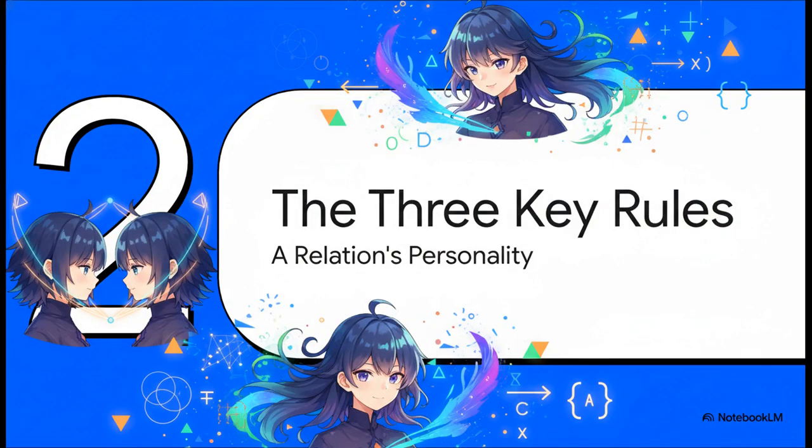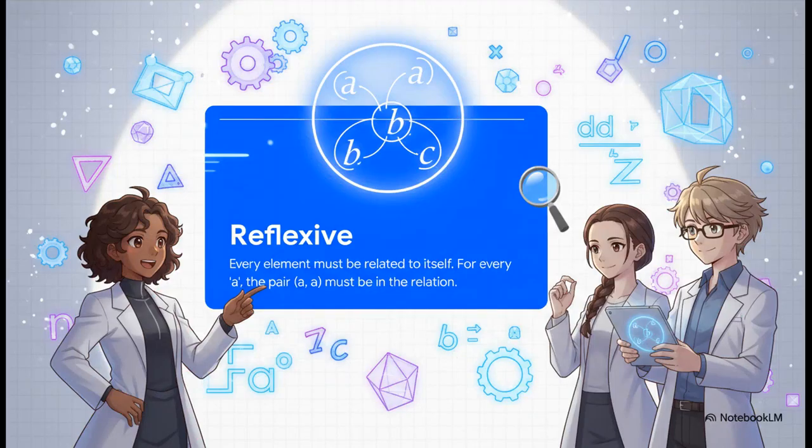Okay, so we've picked our pairs, we have a relation, now what? How do we talk about it? Well, we can describe its character using three key rules. You can almost think of them like personality traits for our relation. First up, we have what's called the reflexive property. It's a really simple but super strict rule. A relation is reflexive if and only if every single element in the set is related back to itself. So if you have an element A, the pair A, A has to be in your collection. If even one is missing, nope, it fails the test.